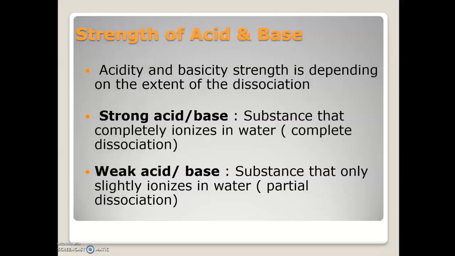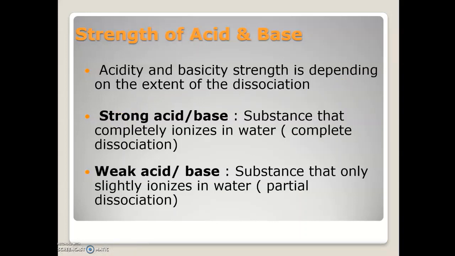So let's look at the strength of acid and base. We know that an acid can be a strong acid or a weak acid. The same goes for base: it can be a weak base or a strong base. The acidity or basicity strength actually depends on the extent of the dissociation of the acid and base in a reaction.